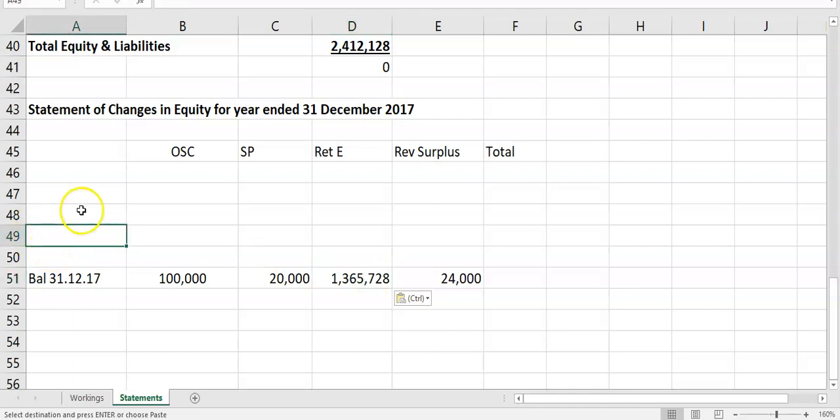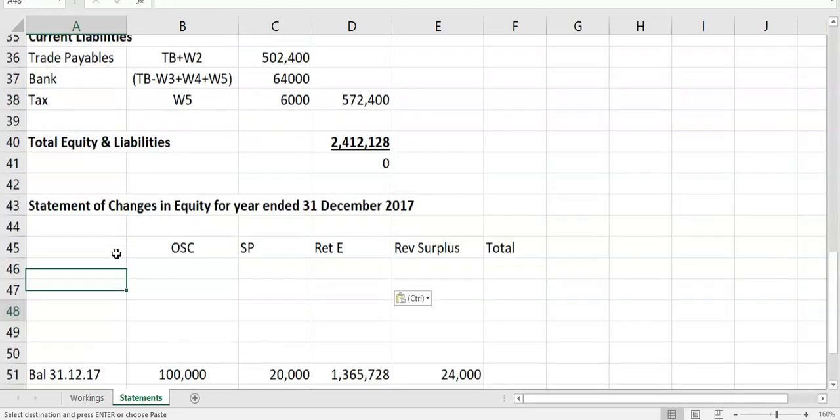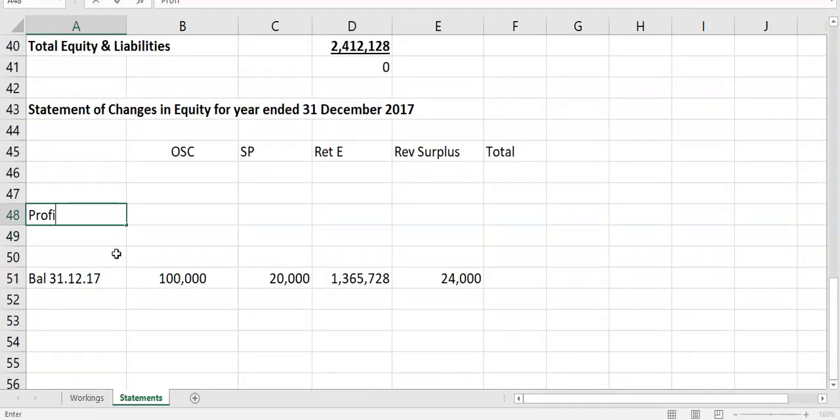We then have, typically what moves in here is if you have a profit for the year, which we do. So we put there profit for 2017. We don't have any dividends, so they would show here as well. Or we have a share issue. And I remember we labelled for the share issue already.